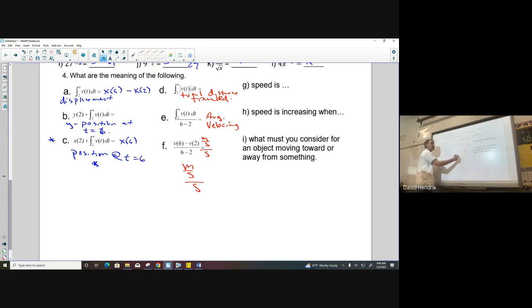So it's the rate of change. So it's the average rate of change of our velocity. But what is the average rate of change of our velocity going to be the same as? What's the rate of change of velocity? Acceleration. There we go. So this would be our average acceleration.